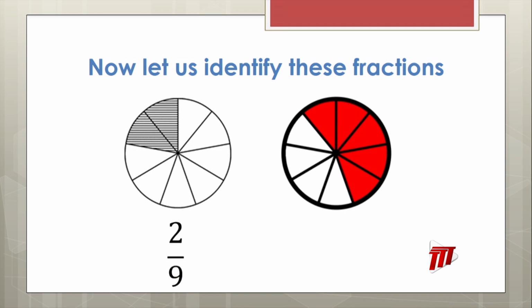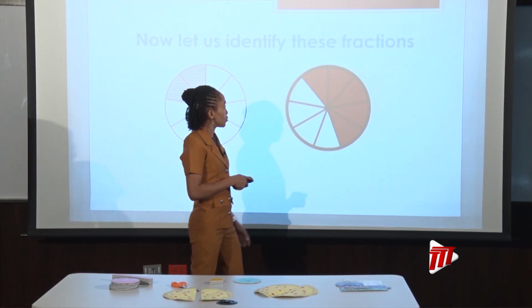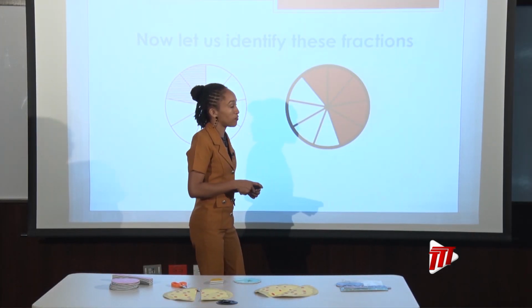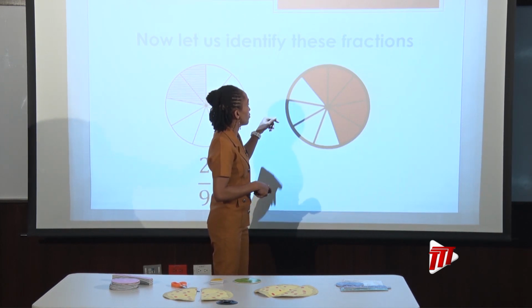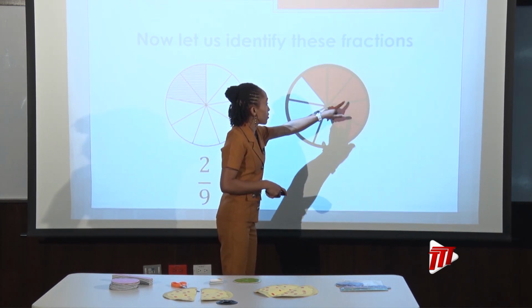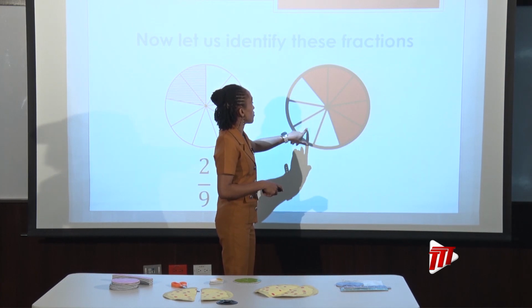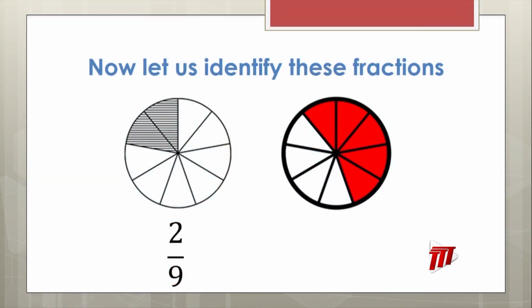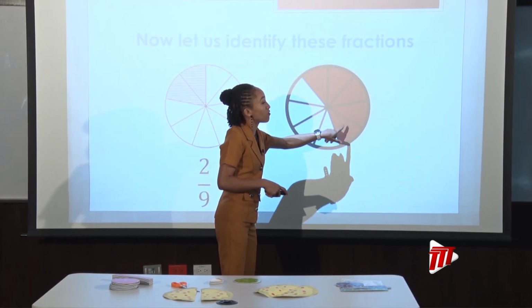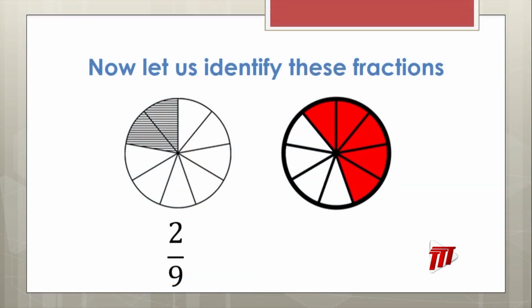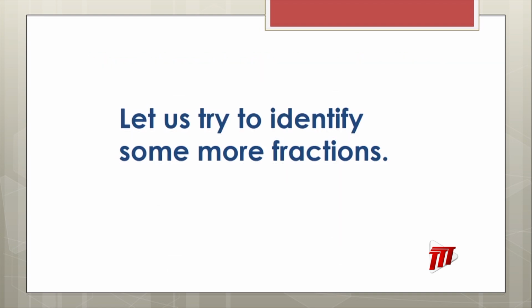Okay, let's try the other one now. We are going to count the total parts to find our denominator first. Then we'll count the shaded area. 1, 2, 3, 4, 5, 6, 7, 8, 9. 1, 2, 3, 4, 5. So I got 5/9 for the second diagram. Okay, count and see if you got that now. And it's correct. Very good.